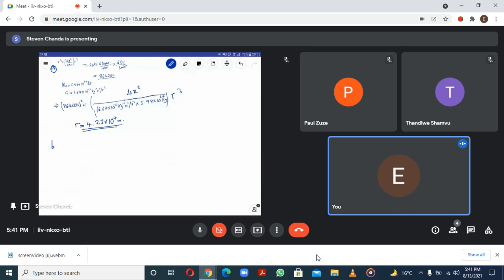Then the other thing is, what are we then solving? What is the orbital speed of the satellite? So you may want to remember how we find this. Speed is distance over the period, isn't it? Because now we're looking at the satellite.